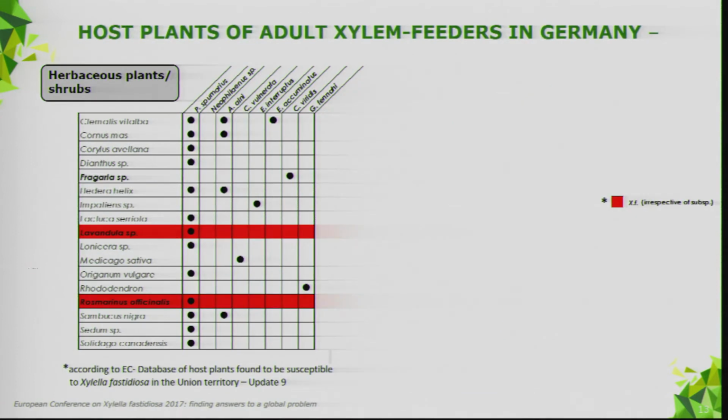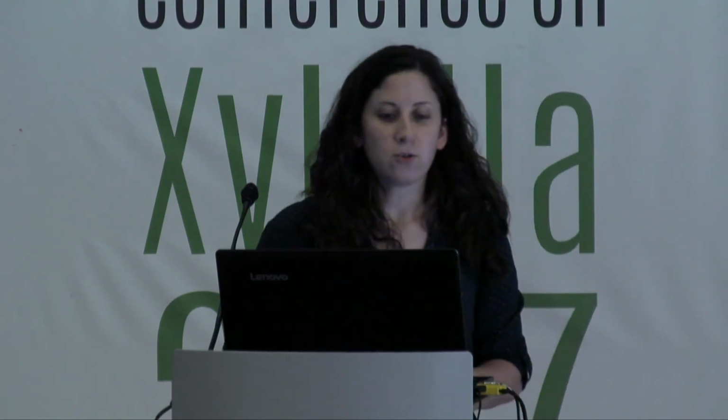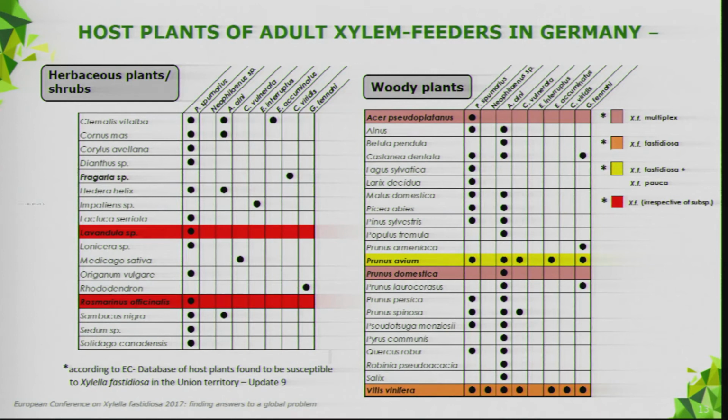We also identified some host plants of the herbaceous cover and plant species like rosemary and lavender, which could be infected with Xylella irrespective of the species. We found only Philaenus, and we also identified some woody host plants. And the important thing I want to say here is that Prunus avium as well as Vitis vinifera are plant species which have a high spectrum of xylem-feeders, and this means that they are a high risk for an import of the species to our country.